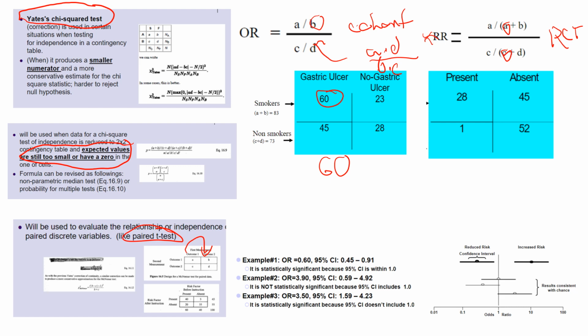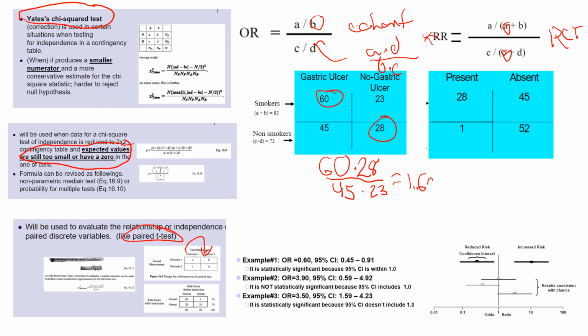So what we're essentially looking at is smokers with gastric ulcers and non-smokers without gastric ulcers in the numerator. So that's 60 times 28. And then either non-smokers with gastric ulcers or smokers without gastric ulcers, right? So this is like our secondary condition. And when we plug this into our calculator, we get 60 times 28 divided by 45 times 23, which comes out to be 1.62.